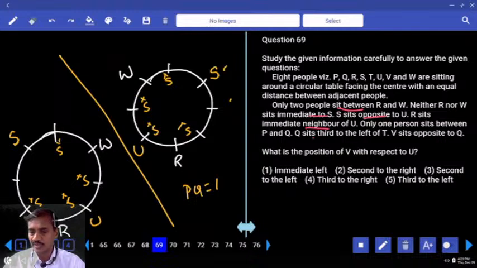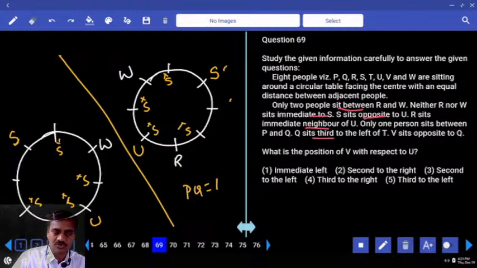Then, Q sits to the immediate left of T. And V sits opposite to Q. Q is seated to the immediate left of T. Q cannot be here. Tell me what are the different possibilities we have.